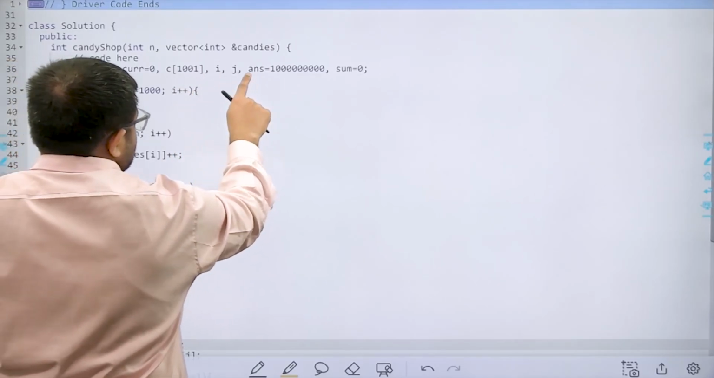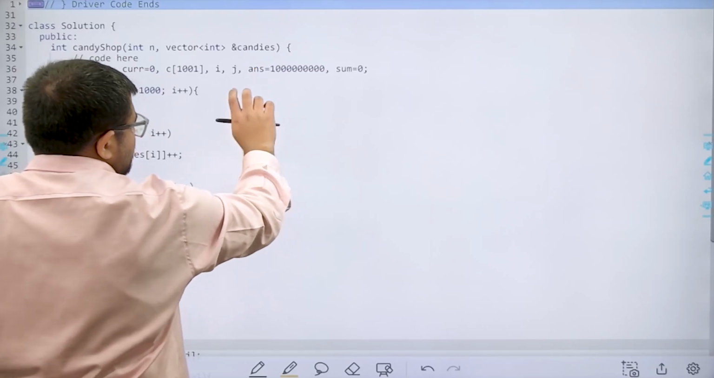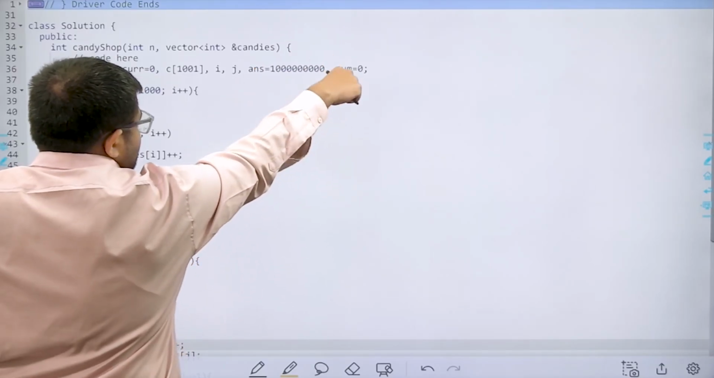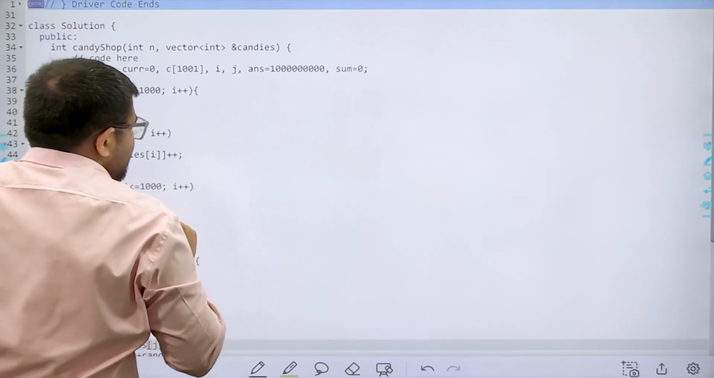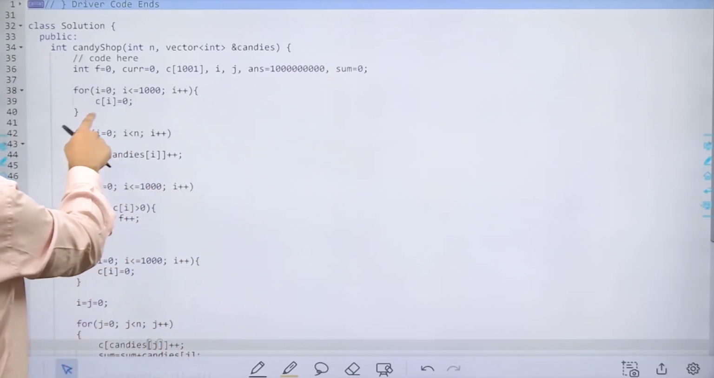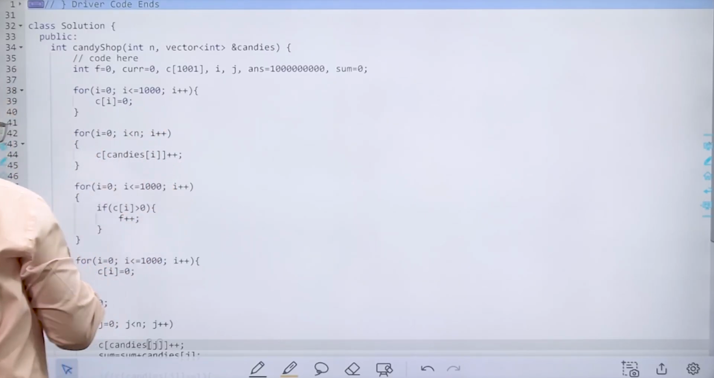I have taken some variables. I have taken answer as a very large value initially because I want to minimize it, so I can use the minimum operator. And sum is initially 0, which will represent the sum of cost of candies in the current subarray under consideration. Initially I have marked count of I as 0, and then I have traversed the array and I have increased the count.